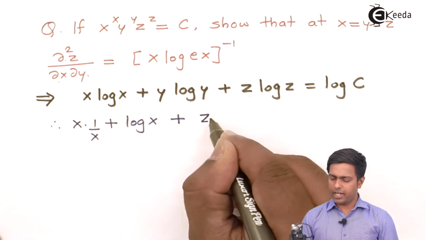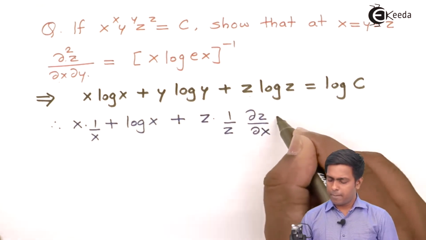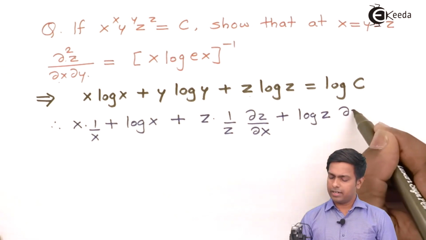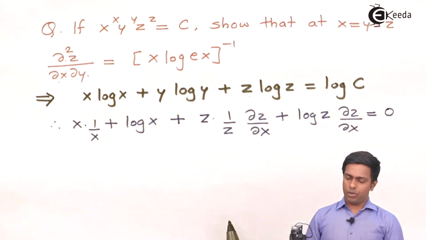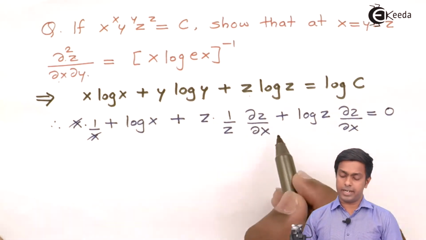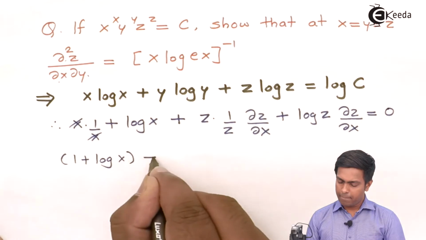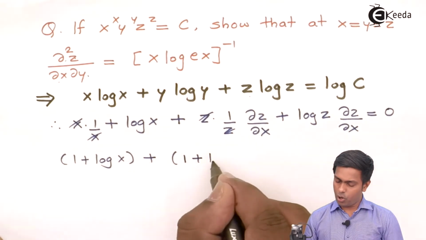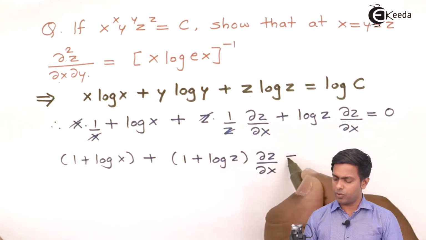Since it is a function of x, I have to differentiate that with respect to x. So first of all, z will remain as it is. For log z, we'll get 1 upon z del z by del x, plus log of z as it is, and for z we'll get del z by del x, equal to 0. Now we'll take non-del z terms together, and del z by del x terms together. So here we will get 1 plus log of x plus 1 plus log of z, and outside the bracket del z by del x equal to 0.